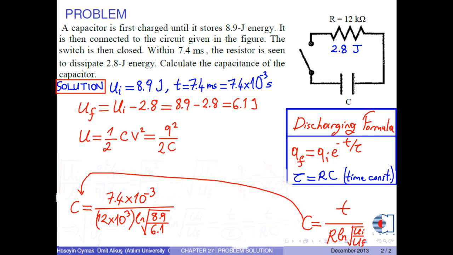Now, we can substitute the numerical figures into this formula. As a result, we obtain approximately 1.63 times 10 to the negative 6 farad, or approximately 1.63 microfarad.